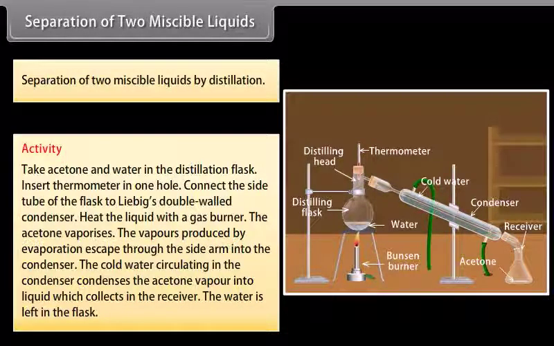The cold water circulating in the condenser condenses the acetone vapor into liquid, which collects in the receiver. The water is left in the flask.